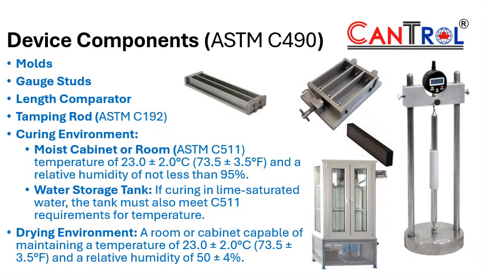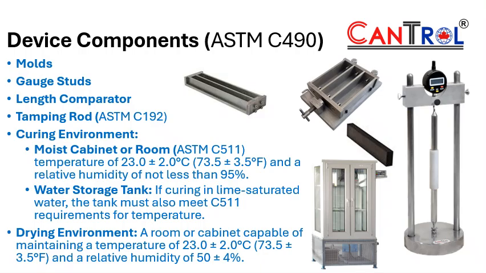All apparatus must conform to the requirements of ASTM C490. Molds: prismatic molds with a nominal cross-section of 1 by 1 inches for mortar or 3 by 3 inches for concrete, and a gauge length of 10 inches. The molds must be rigid and fitted with gauge studs at each end.